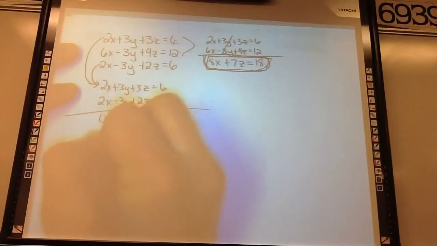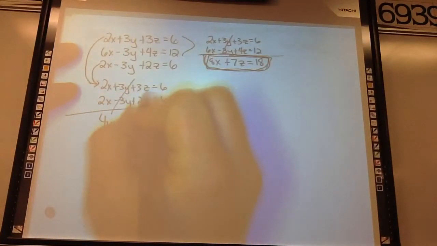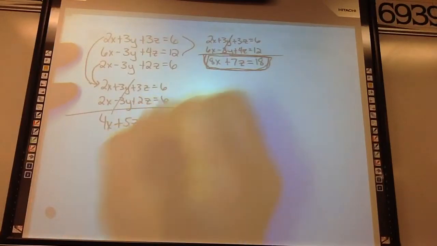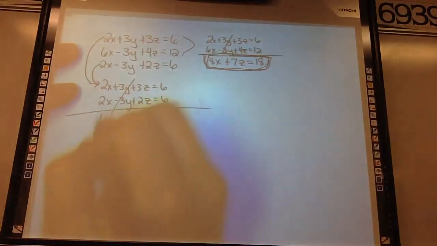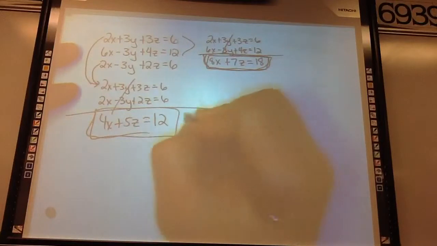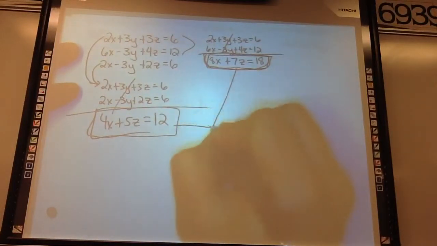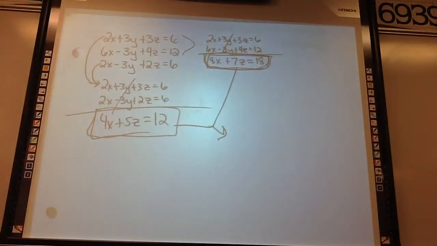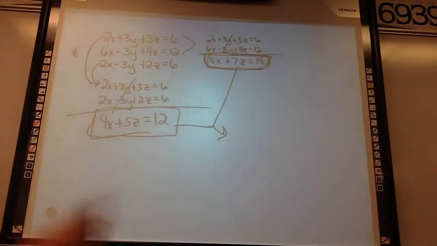Add these. We got 4x, that's 0, 5z plus 5z, so 10z... equals 12. Now you grab those two and you do the same thing. So now I take these two and do elimination again to try to eliminate one of them.